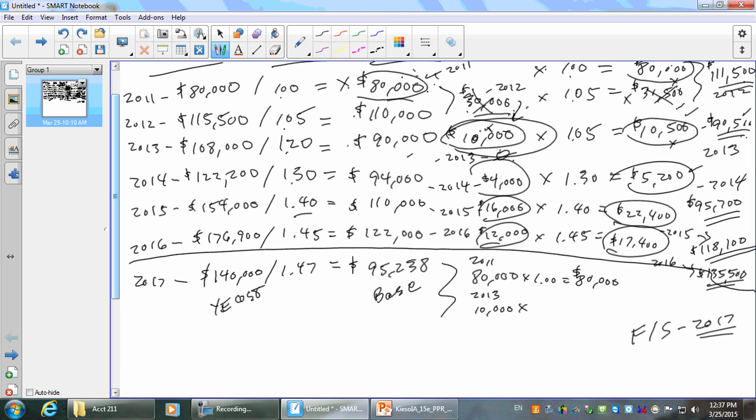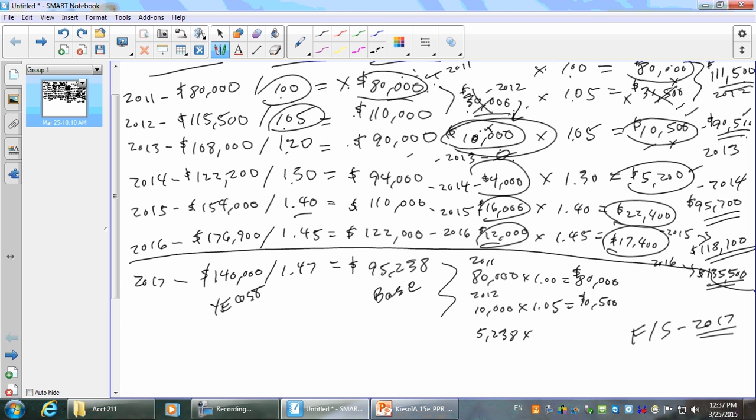What was the index of 2013? Oh, it's from 2013, but it's really from 2012. I'm lying to you. It was left over from 2012, wasn't it? Apologize. Okay, so what was the index in 2012? 105, right? So we got 100 and 105. And that one we already decided was 10.5, didn't we? I'm not quite there. How much more do I need to make 95,238? 5,238?